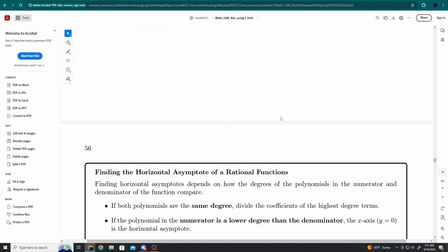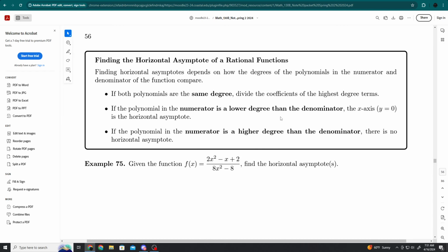What we're going to do real quick is continue on to the horizontal asymptotes. And so we're going to talk about these a little bit, and we'll go from there.